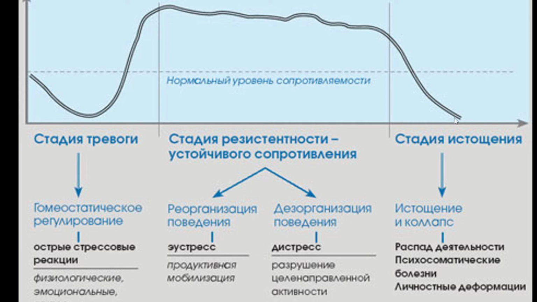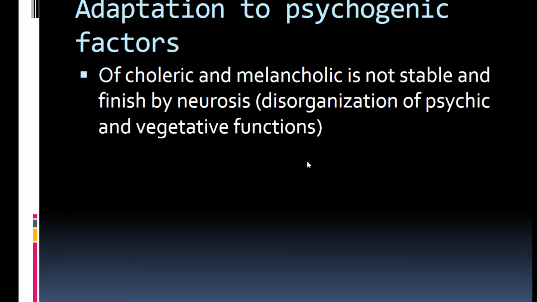The resistance of the organism, you can see, can be different during all these stages, and interesting in particular is adaptation to psychogenic factors. For example, choleric and melancholic persons are not stable and usually finish such a stress situation with neurosis. It means disorganization of psychic and vegetative functions. So in this case, stress may be bad.